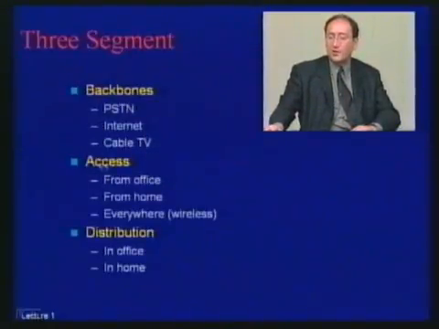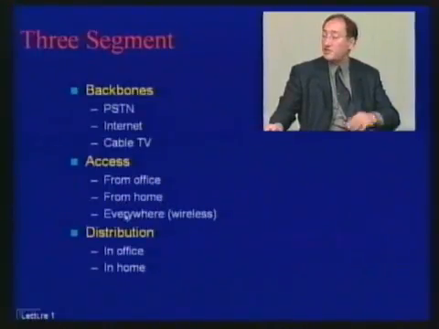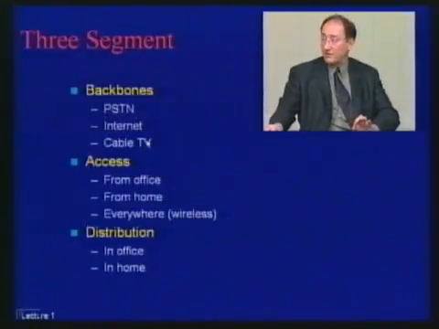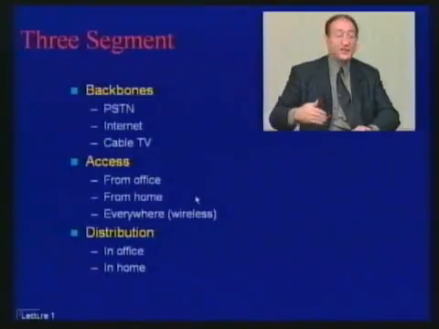Then there is another part, I call it access. Really, we have three types of access. One is access to the office, one is access to the home, and one is wireless access, which is from everywhere. I can use it at home, office, wherever. But in particular, access to the home and office are different. We can classify them differently. See, backbone for PSTN, internet, and cable TV are different. Access to home and office are different too. And I will see what the differences are in the next step.